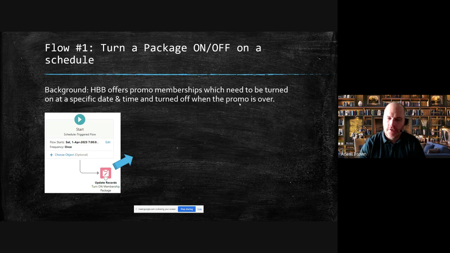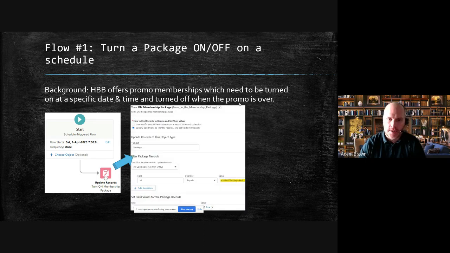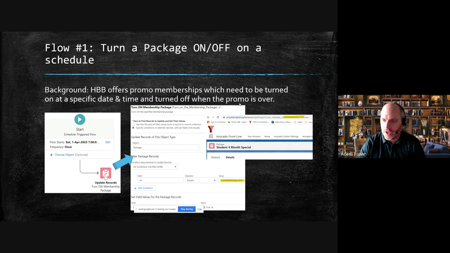Inside that pink box, if you've worked with flows, if you click on the pink box, you get to set up the update records element. So we've specified the conditions: we want it to update a record of type package, where the package record ID field equals the highlighted Salesforce ID. You get the Salesforce ID by opening the package and grabbing the Salesforce ID out of the URL, and we're able to just paste that directly into the flow.